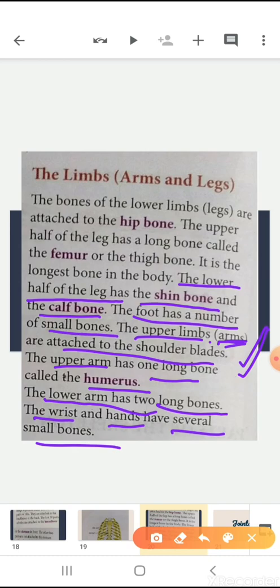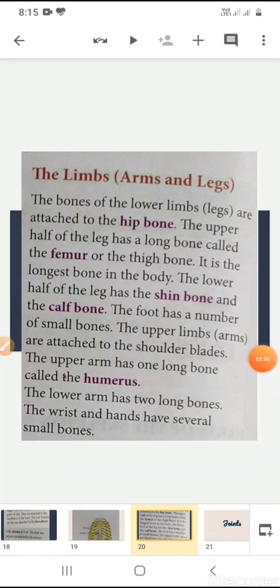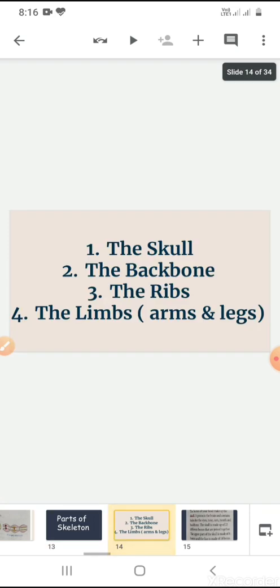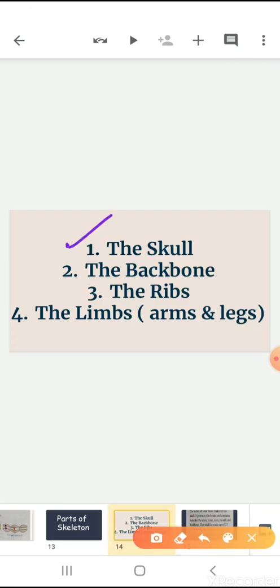Okay, children? I hope you understood the parts of the skeleton, right? We have studied all the four: the skull, the backbone, the ribs and the limbs, right? I hope you understood all these four.